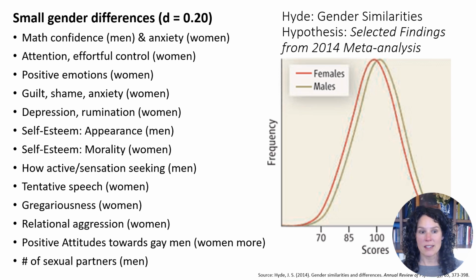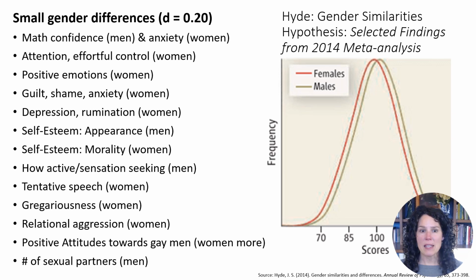Amount of sensation seeking, tiny bit higher for men. Tentative speech, like, are you sure? That's slightly higher for women. Gregariousness, talkativeness, slightly higher for women. Slightly more positive attitudes towards gay men for women, and slightly more sexual partners for men. But again, you can get really excited about these differences, but they're tiny.